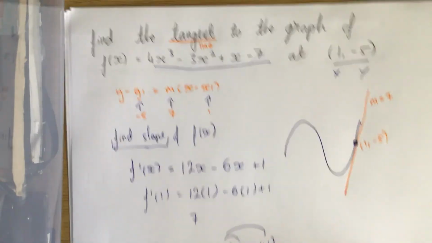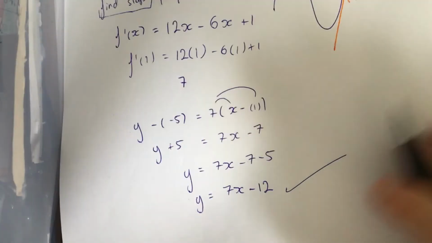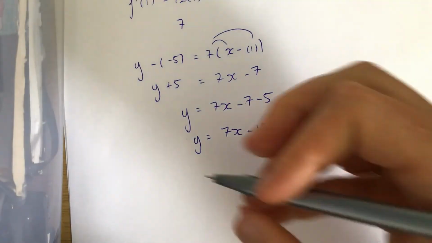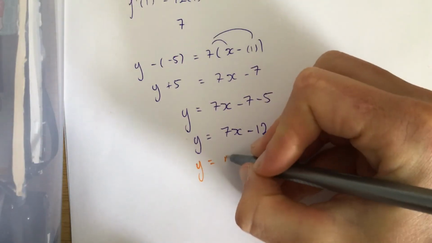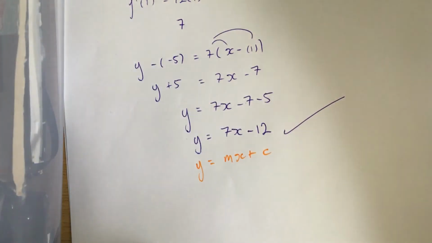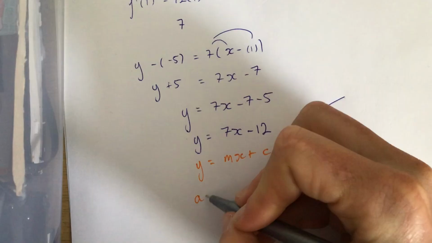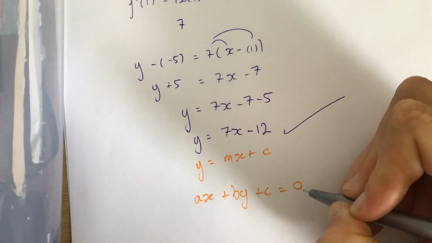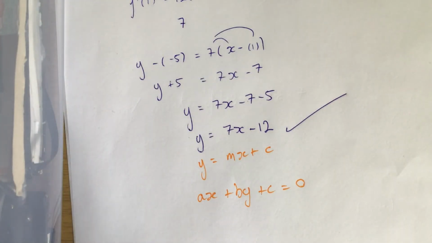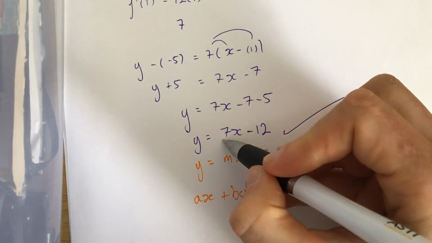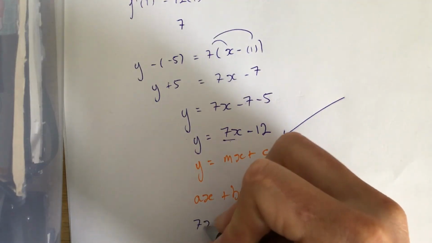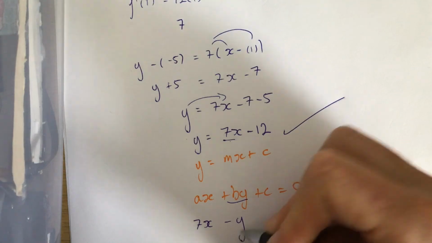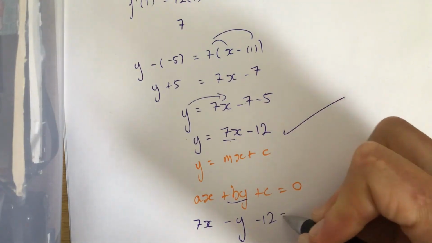Now, we can look back over that and see where we're at with it. But the main thing with this is sometimes you will be asked to give your answer in a certain format. So this is in the format y equals mx plus c. Other times we'll be asked to give it in the form ax plus by plus c equals 0. If you are asked to do it in this format, it is still quite easy. This is your ax, so that's 7x, plus by, so the y would come over to the other side, so that would be minus y, and then minus 12 equals 0.